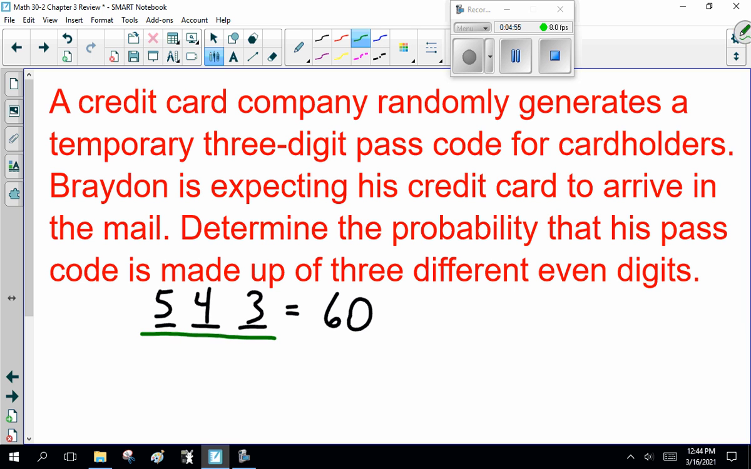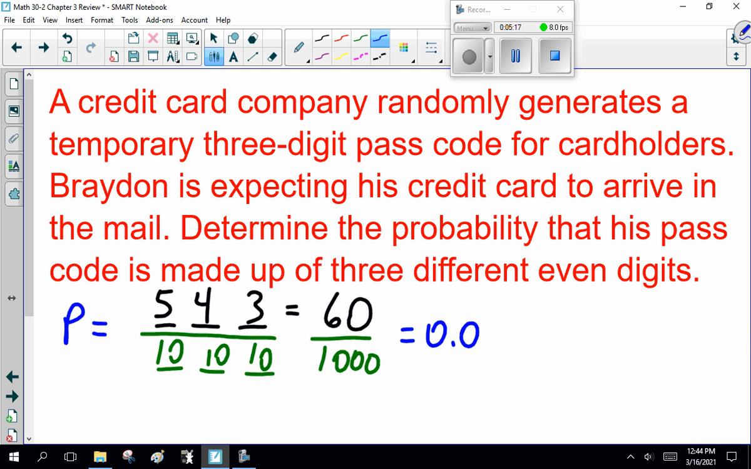Now, how many possible passcodes are there? Well, you realize it's 10 choices, 10 choices, 10 choices, because as far as we know, there's no restrictions. So that's 1,000. So the probability is 0.06, or 6% chance. It's 3 different even digits.